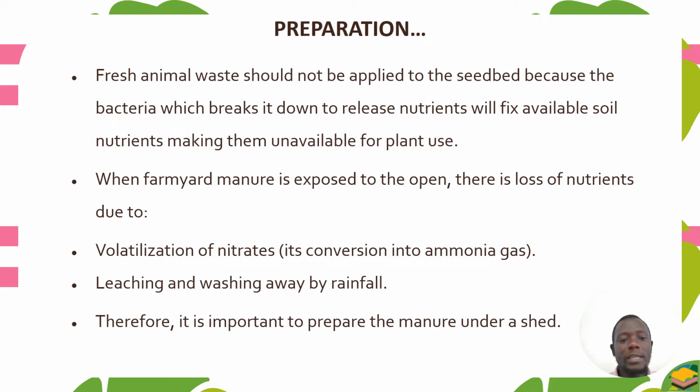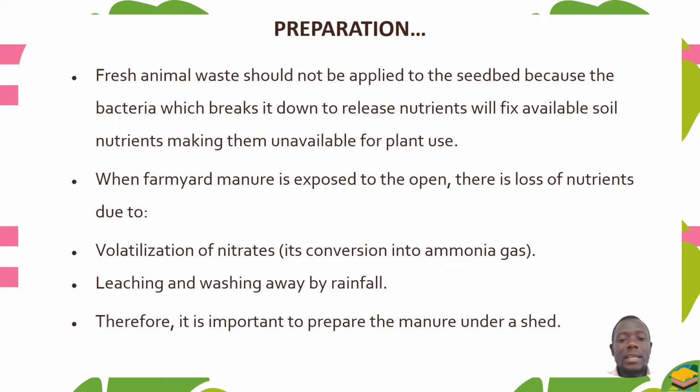So if you use fresh animal waste, in that fresh animal waste there are bacteria which break down to release the nutrients. Those bacteria will fix the available nutrients which are found in the soil. If they are fixed, it means they will not be available for plant use. So let's avoid using fresh animal waste.